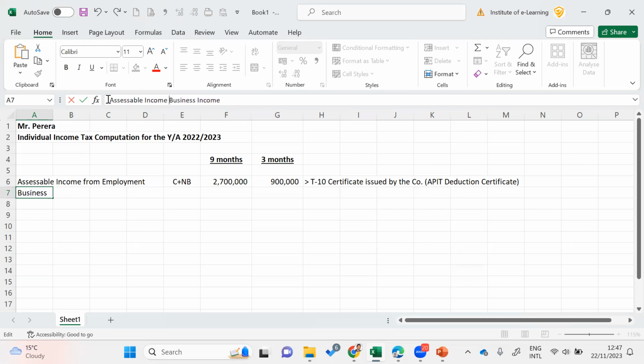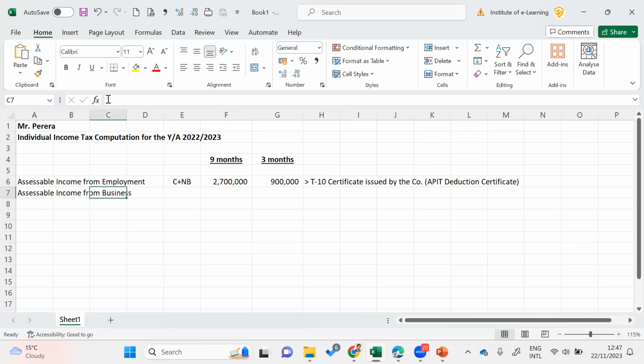Assessable income from business. If you have a business, then you have to have a separate plus minus, by doing allowable and disallowable adjustments. We are not taking accounting profit as it is for tax purposes.